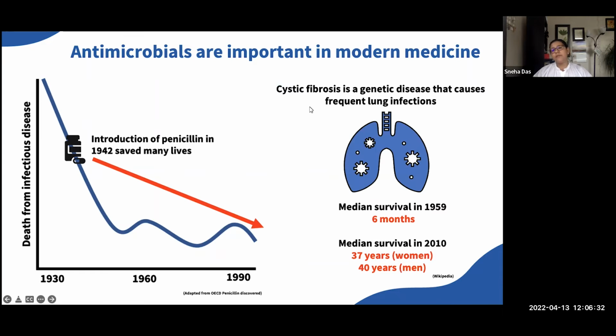So cystic fibrosis is a genetic disease that makes you more susceptible to frequent lung infections. And back in 1959, the median survival was only 6 months. But as more antibiotics were discovered and prescribed, median survival in 2010 became approximately 40 years. So that's a drastic improvement. And no doubt, antibiotics and antimicrobials are important for us.